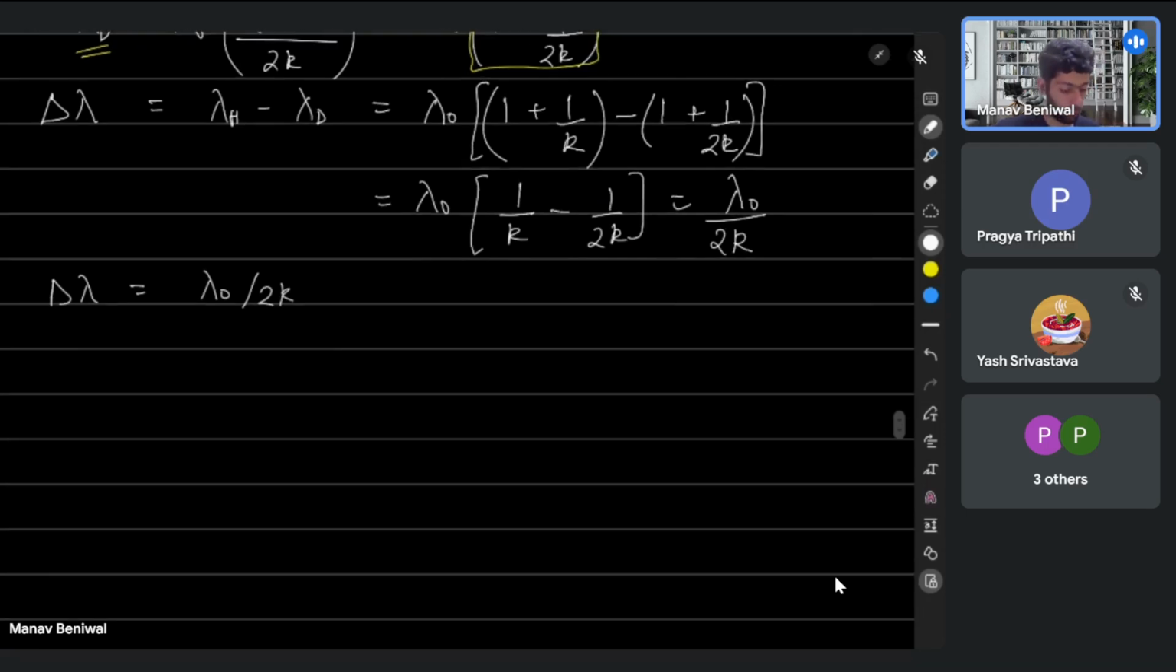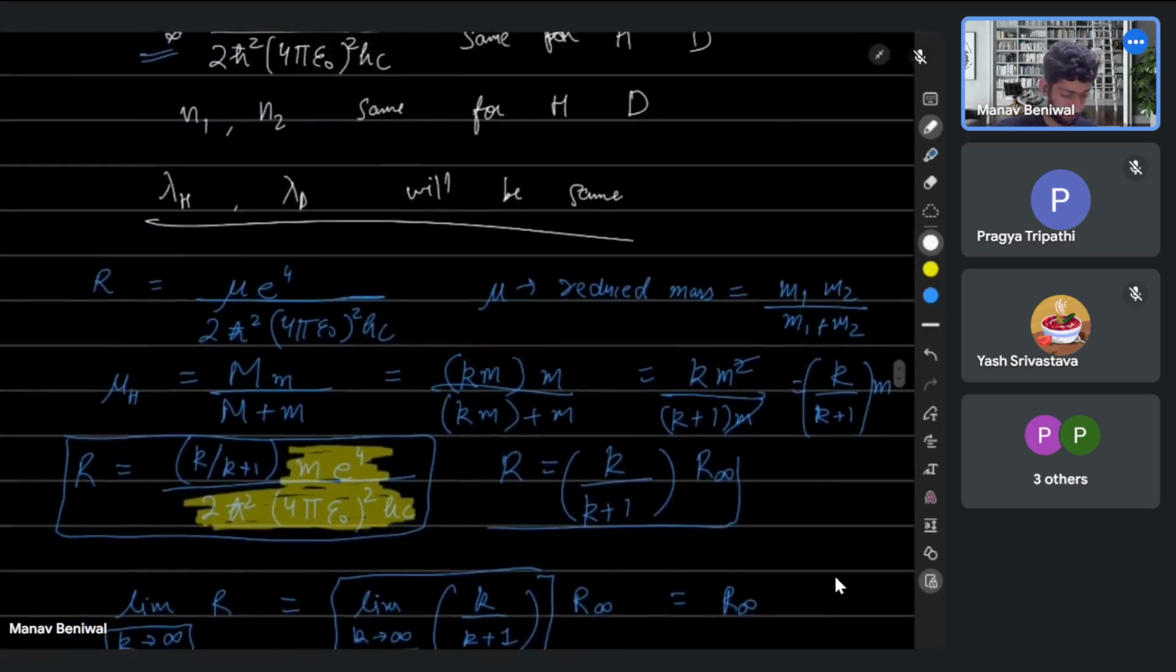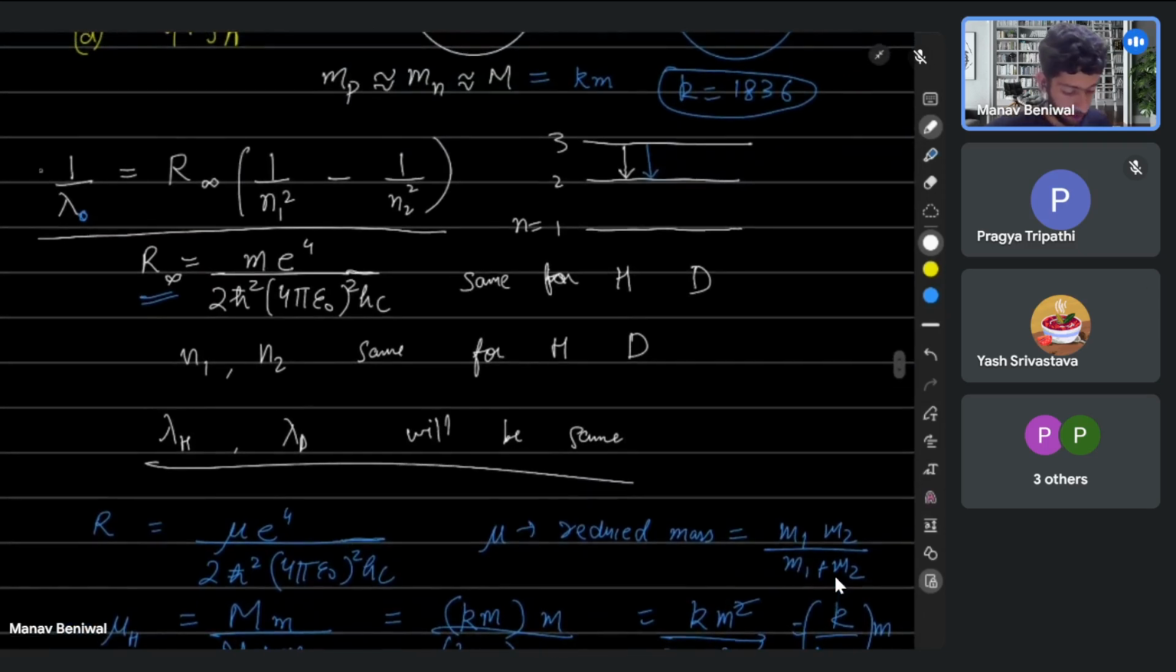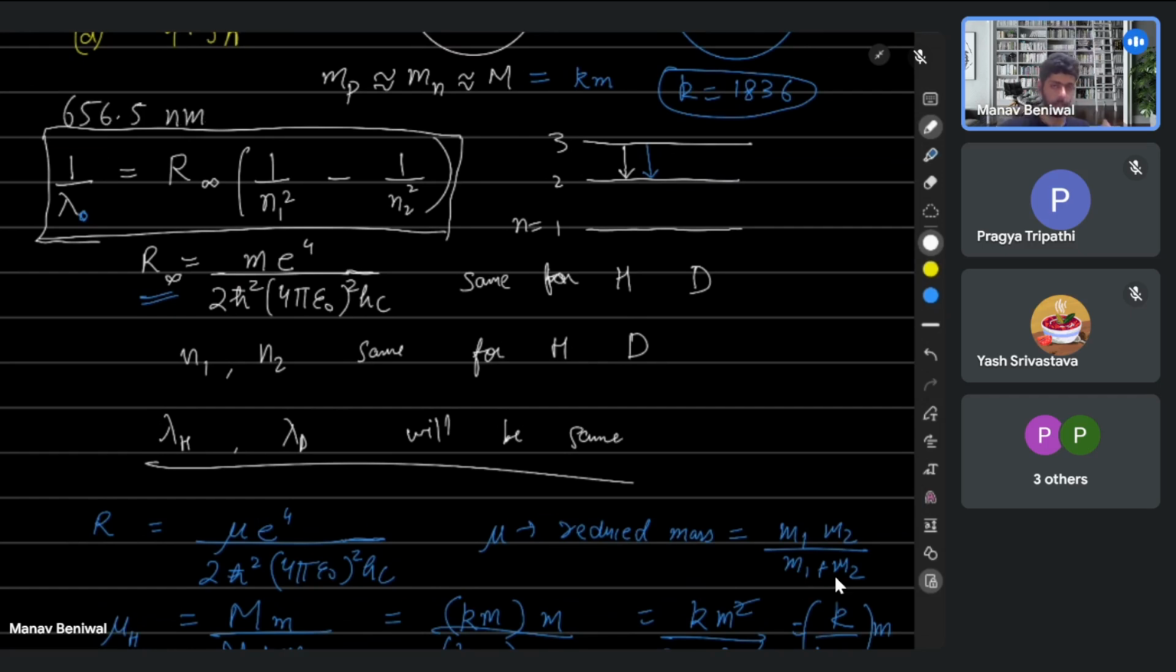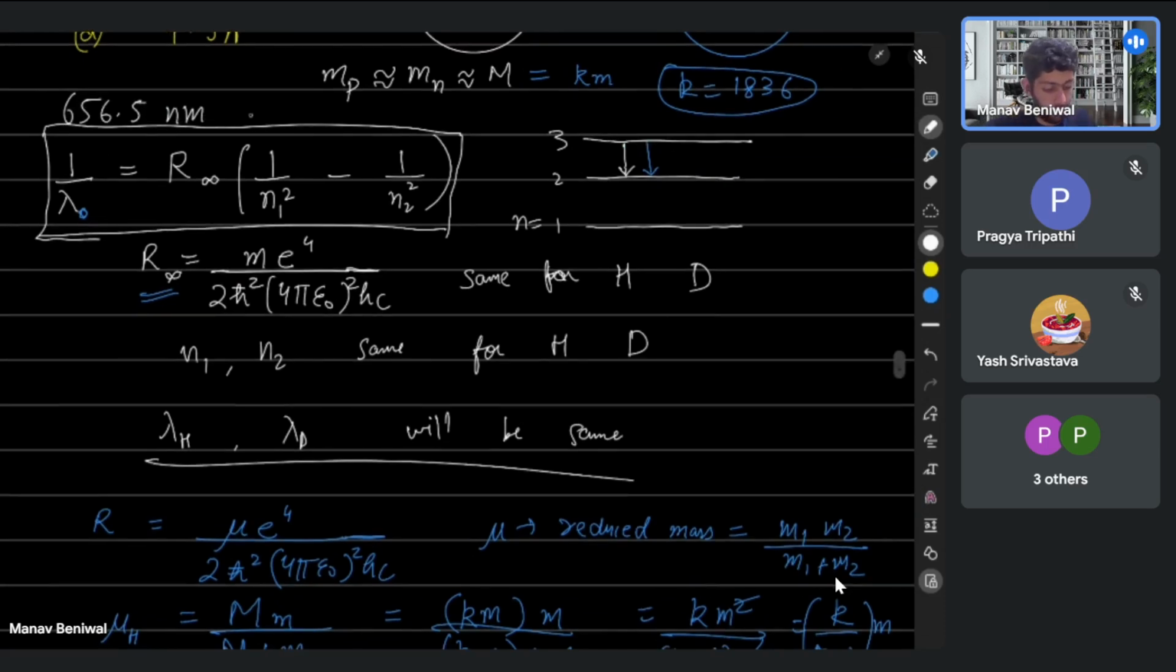Okay, and now what was our lambda naught? Our lambda naught was given by this expression, 656.5 nanometers. If you remember this number, then it is very good. This is actually the H alpha wavelength number.